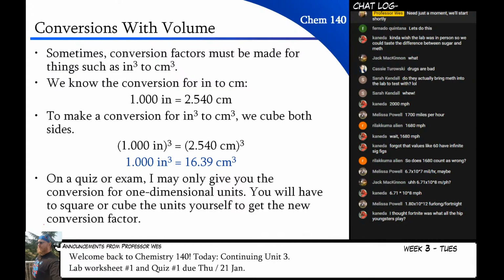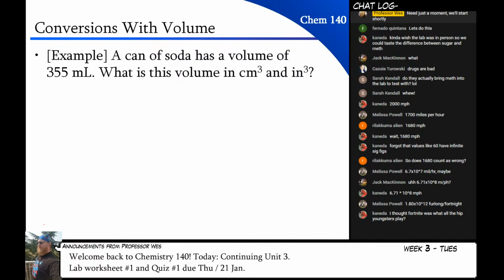Squared, cubed, to the fourth, the fifth, etc. So I give you all the 1D conversions, and you make them whatever dimensionality you need to. Some problems, such as this one, require you to bounce back and forth between metric, imperial, cubic, linear, whatever. Okay. So for this first problem, I give you a can of soda. Soda has a volume of 355 milliliters. What's its volume in cubic centimeters and cubic inches?